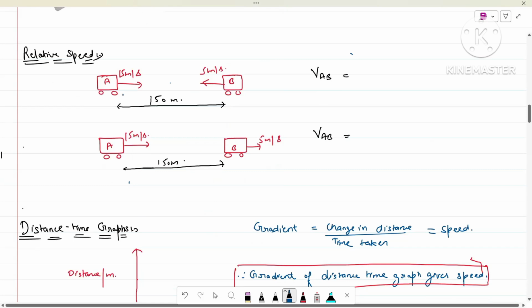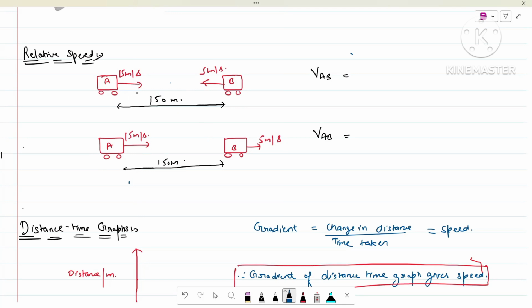Now there is a concept of relative speed. Consider car A moving at a speed of 15 meters per second towards the right, and car B moving at a speed of 5 meters per second towards the left, and the distance between the two cars is 150 meters. In the second situation, car A is again moving at 15 meters per second in the same direction, but car B is moving at the same speed in the opposite direction. This means in the first case both cars are approaching each other, and in the second case both cars are moving in the same direction. Now the distance covered is the same.